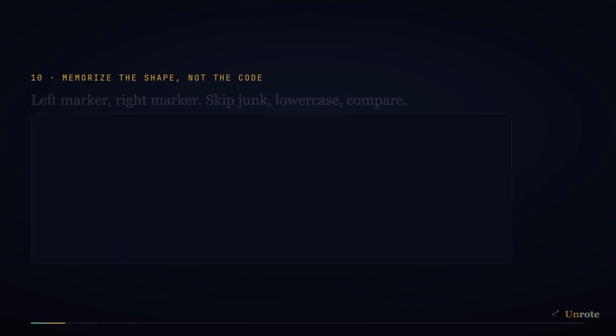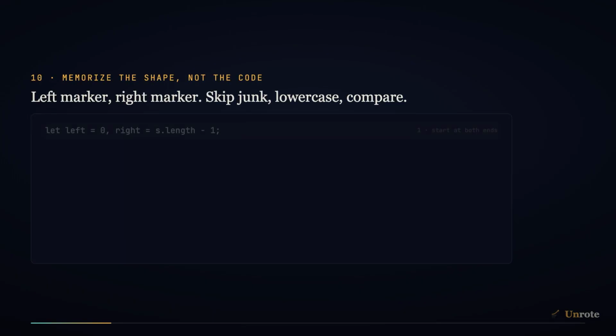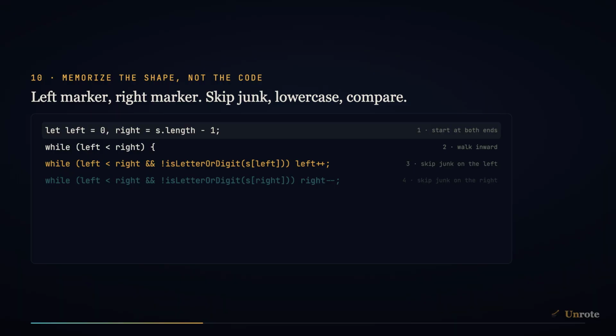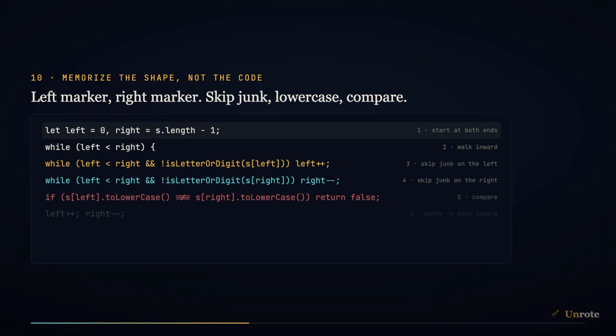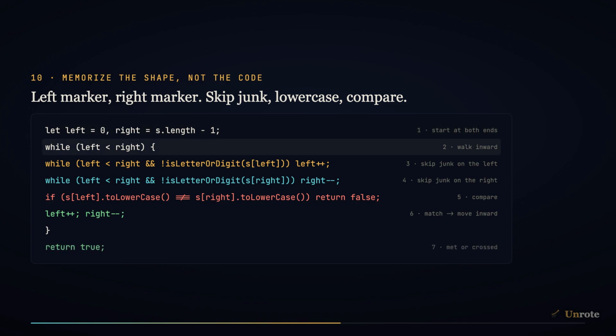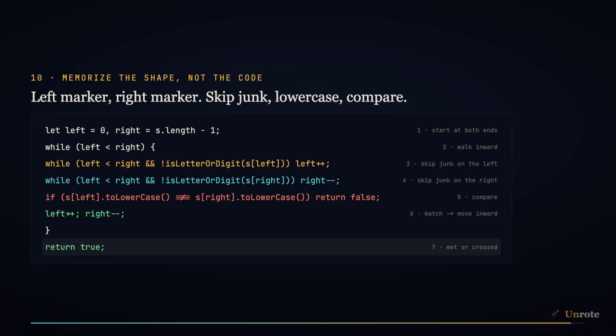And this is the part to keep. Memorize the shape, not the code. Left marker, right marker. Skip junk, lowercase, compare. If the pair matches, move inward. If it does not, return false. If the markers meet or cross, return true.